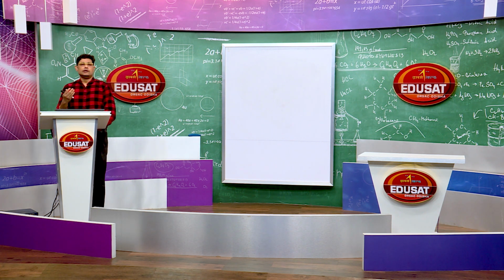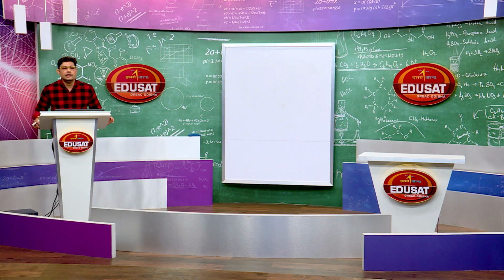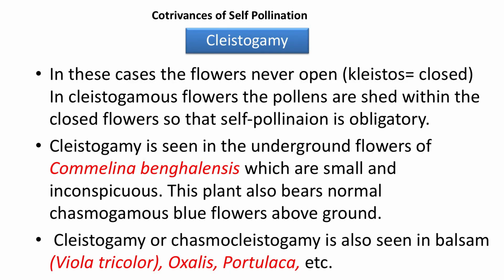In other words, the contrivances of self pollination are called inbreeding devices, and the contrivances or adaptations of cross pollination are called outbreeding devices. So we will focus on that. First, the contrivances of self pollination. This is one of the contrivances of self pollination, called cleistogamy.